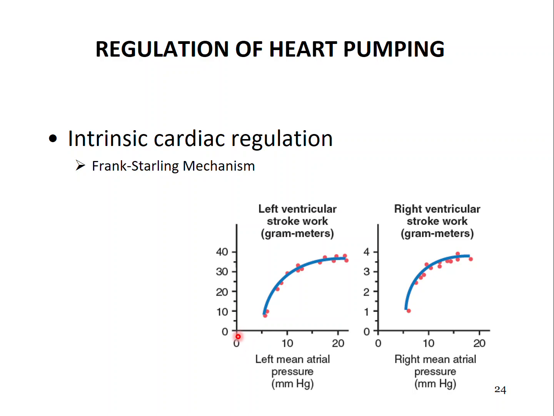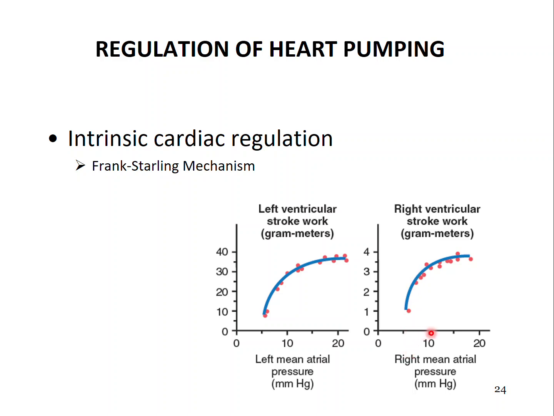For example, if the inflow of blood into the heart during diastole increases by 10 milliliters, the cardiac output or stroke volume will increase by 10 milliliters. The same is true for the left ventricle. As for the right ventricle, if the right mean arterial pressure increases, the stroke volume or stroke work done by the right ventricle will increase.